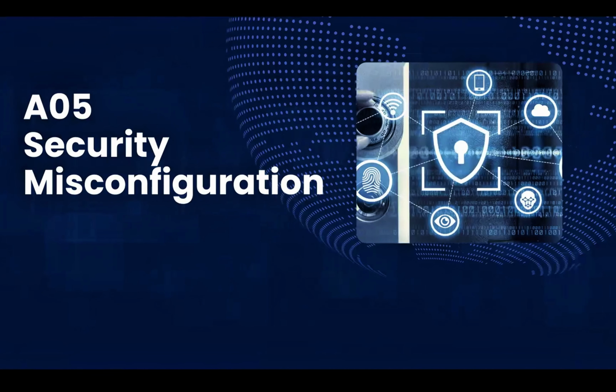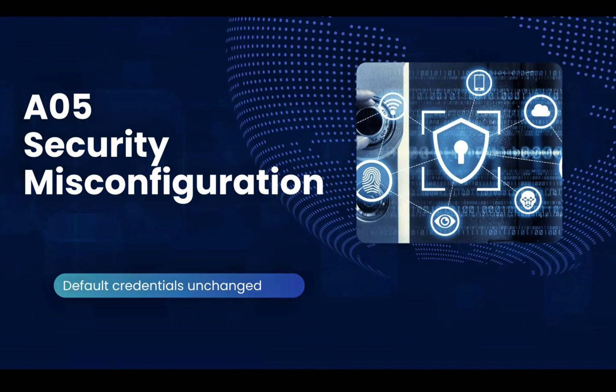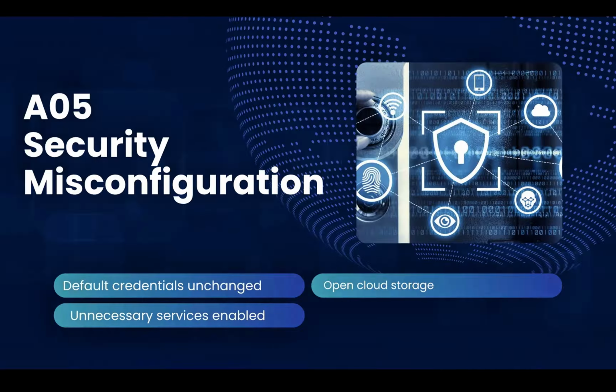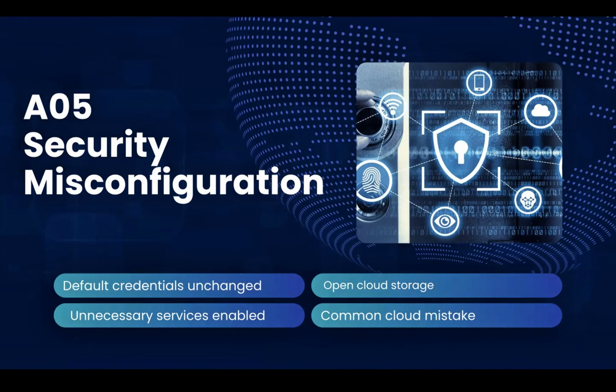The fifth one is security misconfiguration. Misconfiguration is one of the most common causes of breaches, and that is why it is part of the OWASP Top 10. So this includes default credentials that remain unchanged, cloud storage that is left publicly accessible, unnecessary services that are enabled. Also, we have common cloud mistakes, and I must add that small configuration errors can create massive exposure.